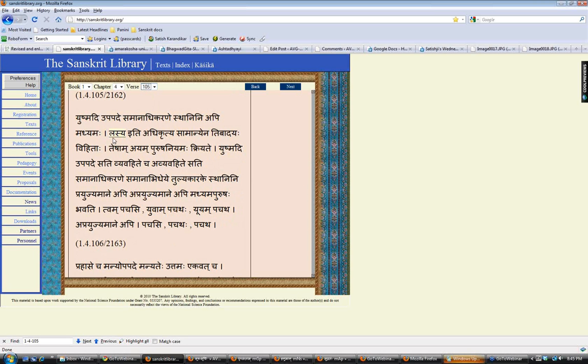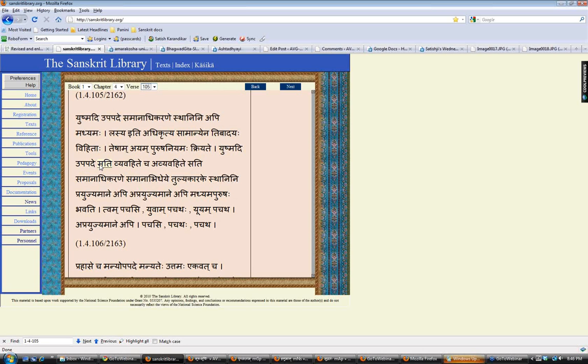He says that lakaran adhikritya samanyena tibadayaha, the tip etc. Tesham ayam purusha niyamaha kriyate. Which purusha do you want to use? Yushmadyupapade sati, vyavahite cha avyavahite sati. Upapade means it does not have to be immediately preceding. It could also be separated by a few words. So tvam kutra gacchasi.